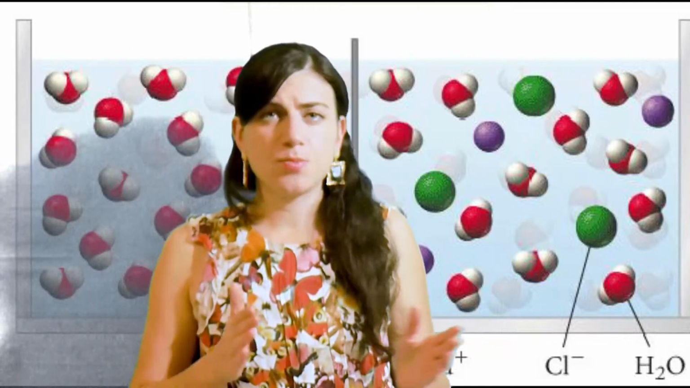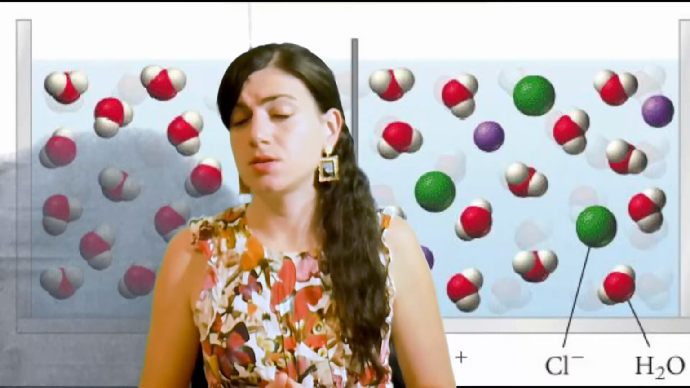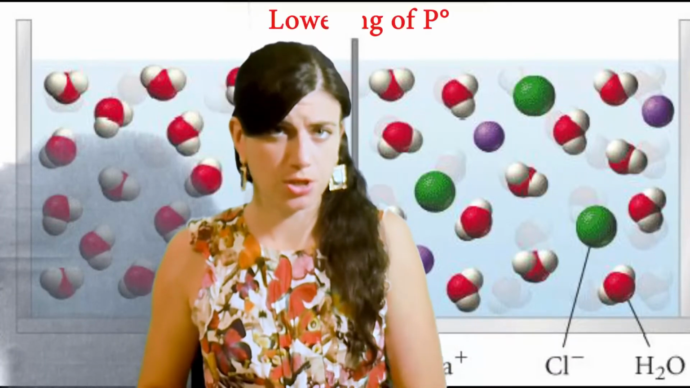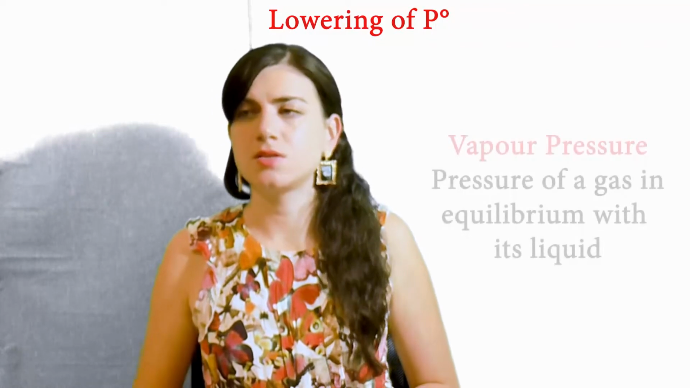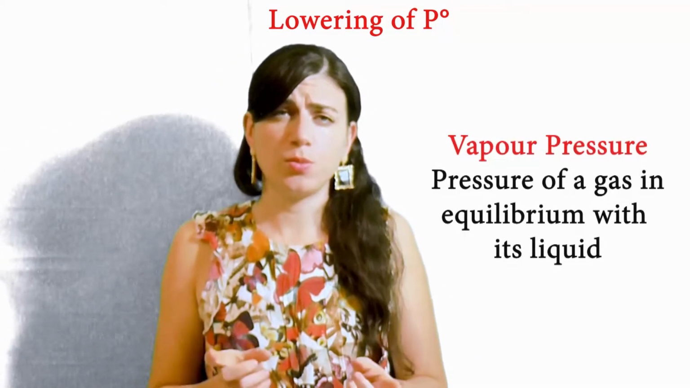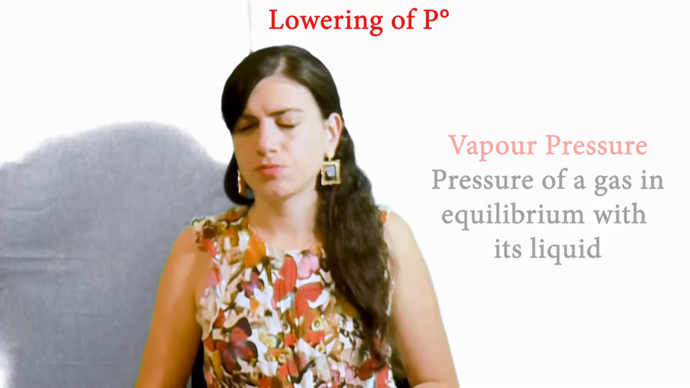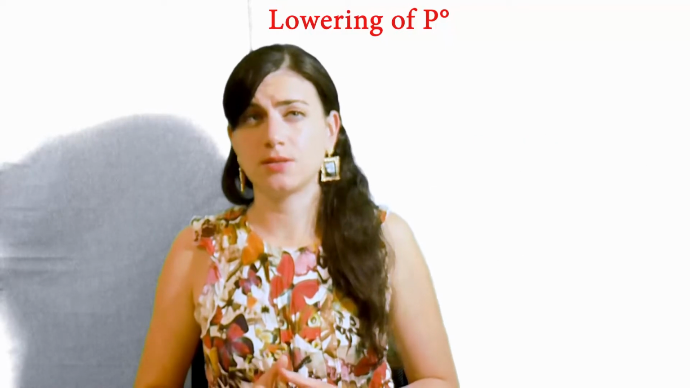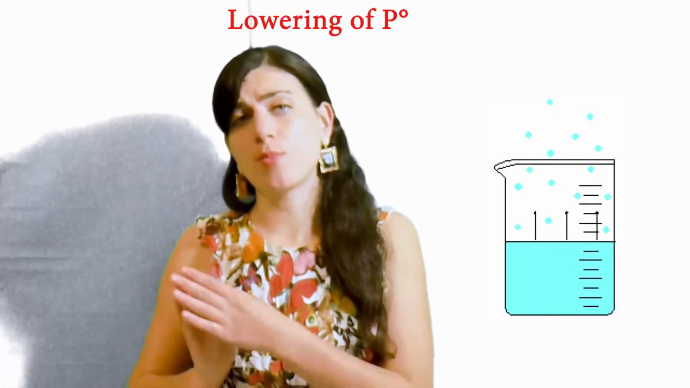Now, let's go and see these properties one by one. The first we are going to see is the lowering of vapor pressure. What is vapor pressure? Vapor pressure is the pressure of a gas which is in equilibrium with its liquid. What does it mean? If you take a liquid and put it in an open container, some of the liquid will tend to evaporate.